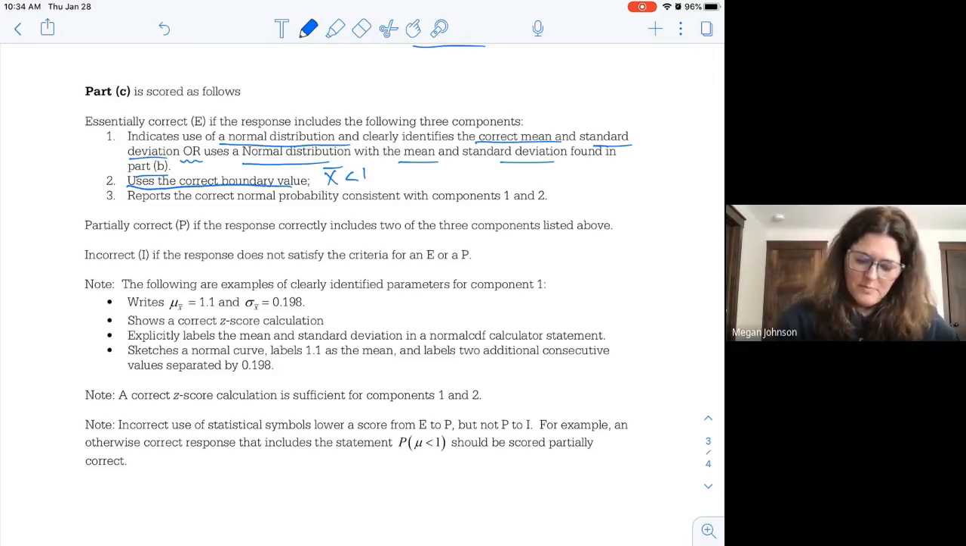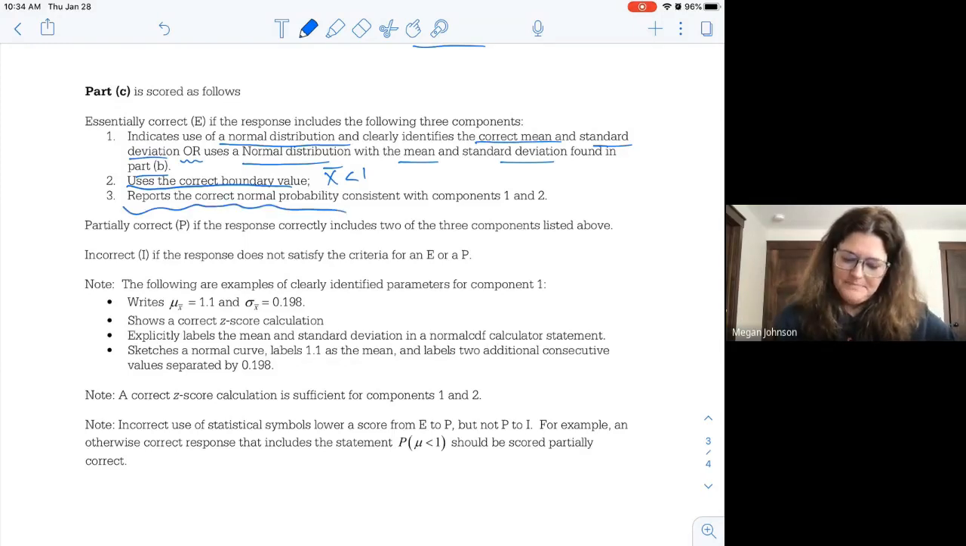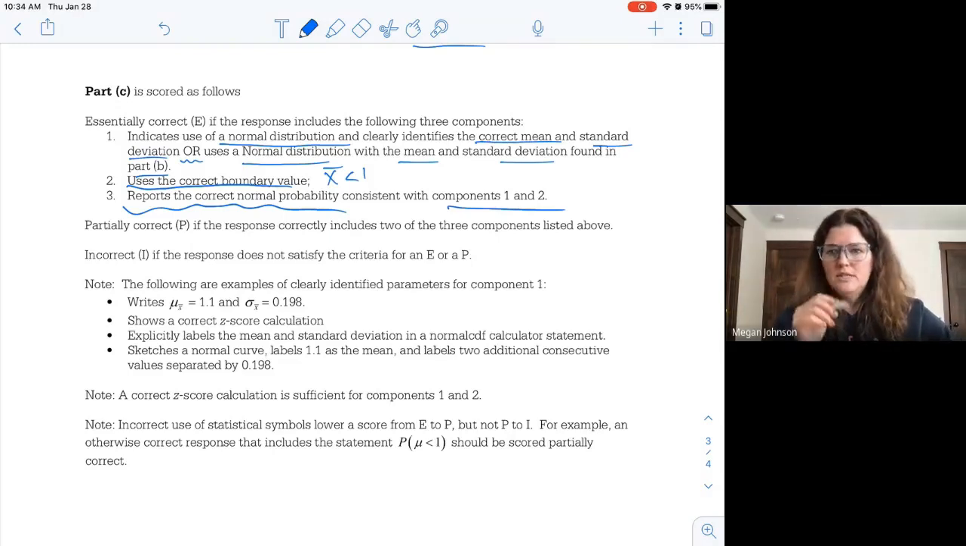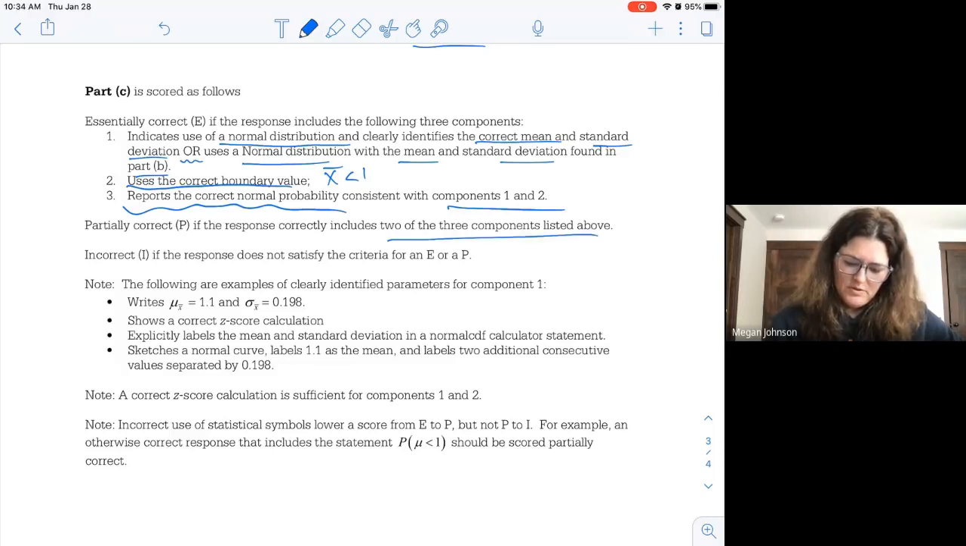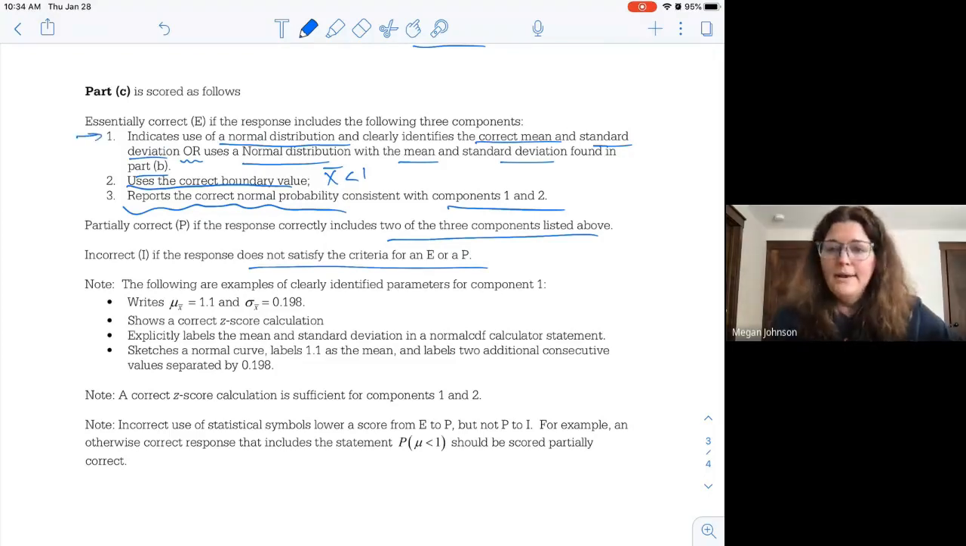Okay, and then reports the correct normal probability consistent with components 1 and 2. So that's where you're either doing the z-score or you're using normal CDF, labeling your values. Okay. Partially correct if the response includes 2 of the 3 components listed above. Incorrect if it does not satisfy E or P. So if you only did the part 1 and not the rest, it's wrong. You're going to get an I. Okay.